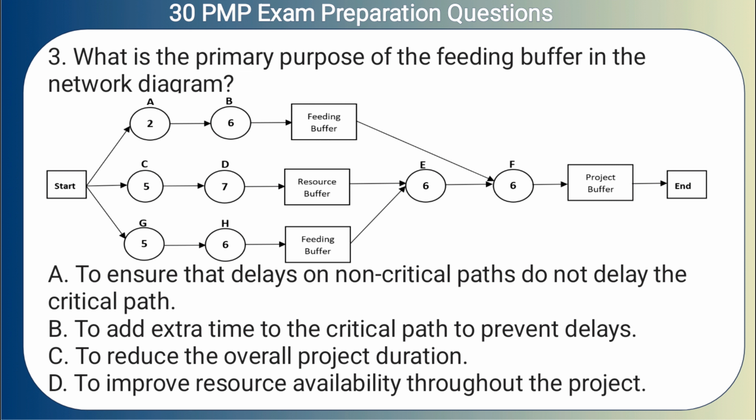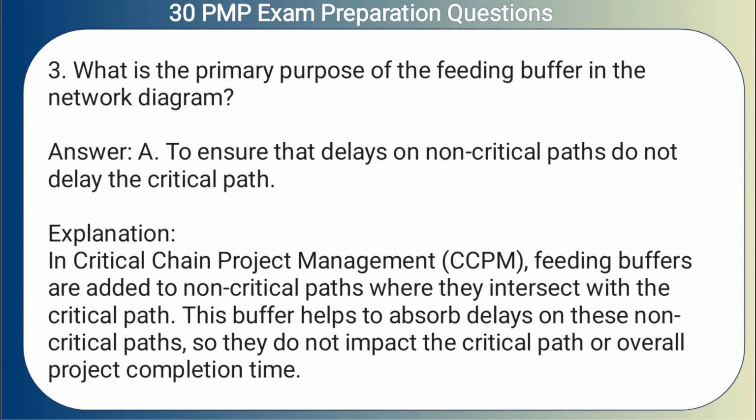3. What is the primary purpose of the feeding buffer in the network diagram? A. To ensure that delays on non-critical paths do not delay the critical path. B. To add extra time to the critical path to prevent delays. C. To reduce the overall project duration. D. To improve resource availability throughout the project. Answer: A. To ensure that delays on non-critical paths do not delay the critical path.